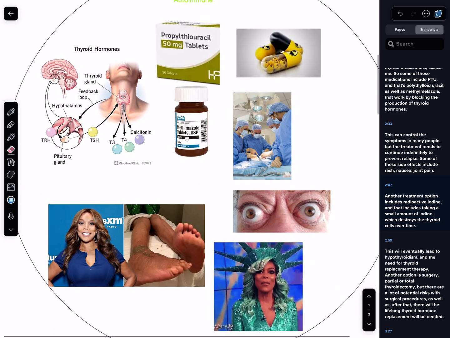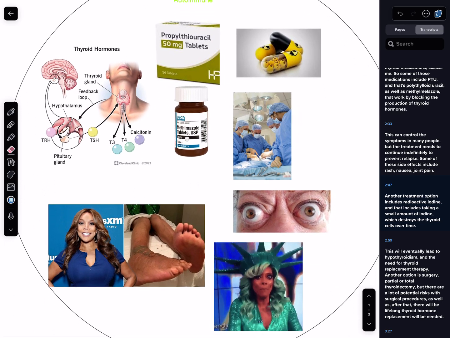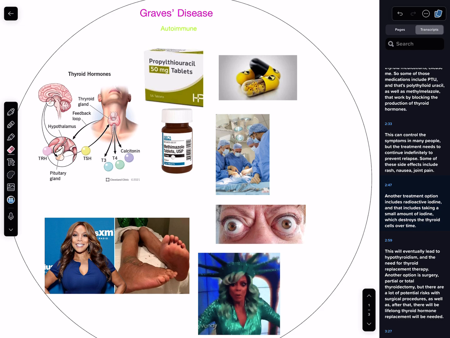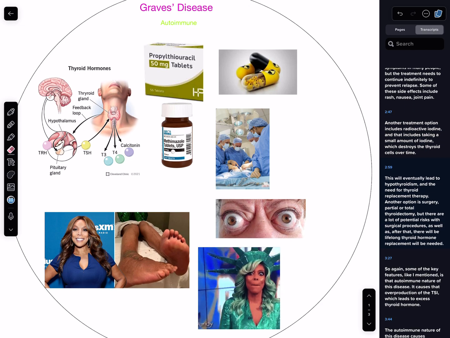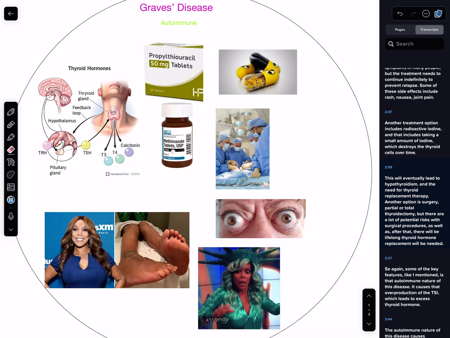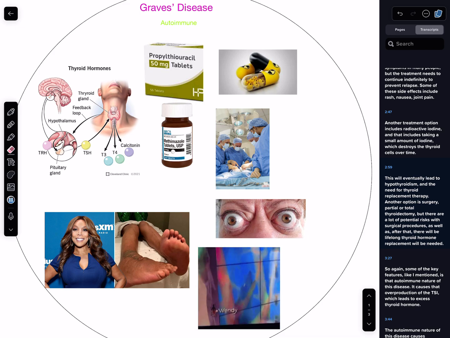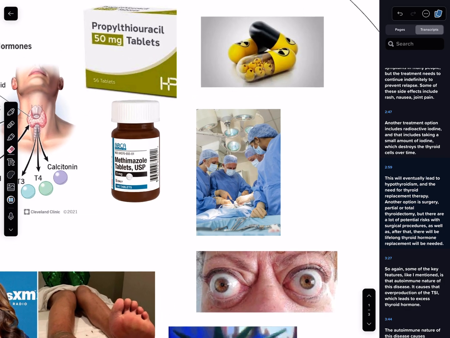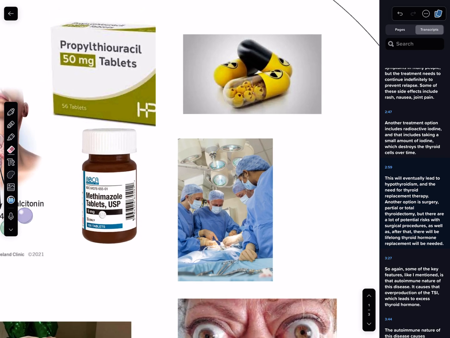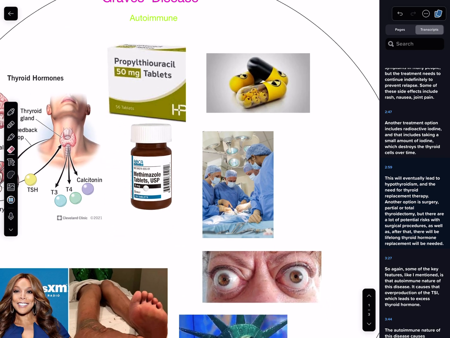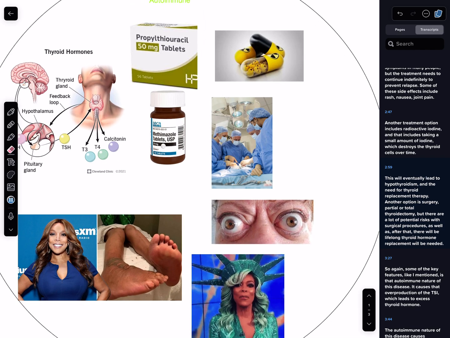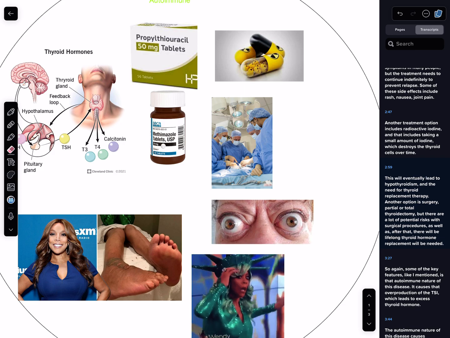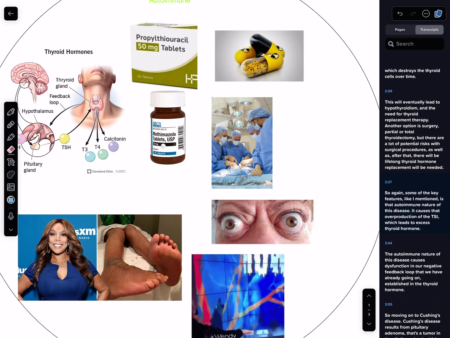Another treatment option includes radioactive iodine, and that includes taking a small amount of iodine, which destroys the thyroid cells over time. This will eventually lead to hypothyroidism and the need for thyroid replacement therapy. Another option is surgery, partial or total thyroidectomy, but there are a lot of potential risks with surgical procedures, as well as after that, lifelong thyroid hormone replacement will be needed.